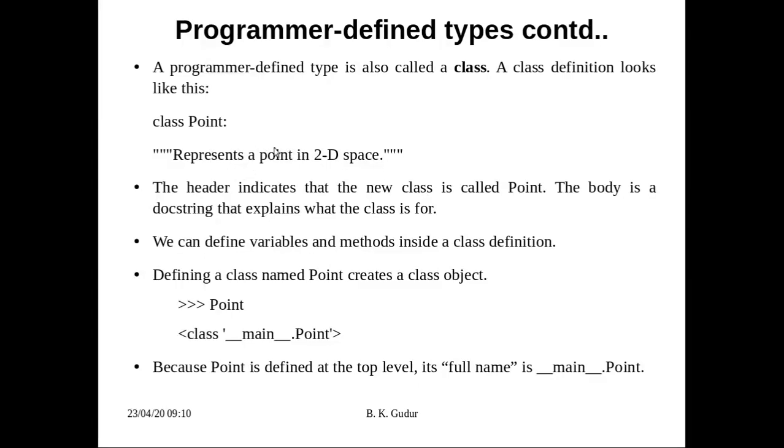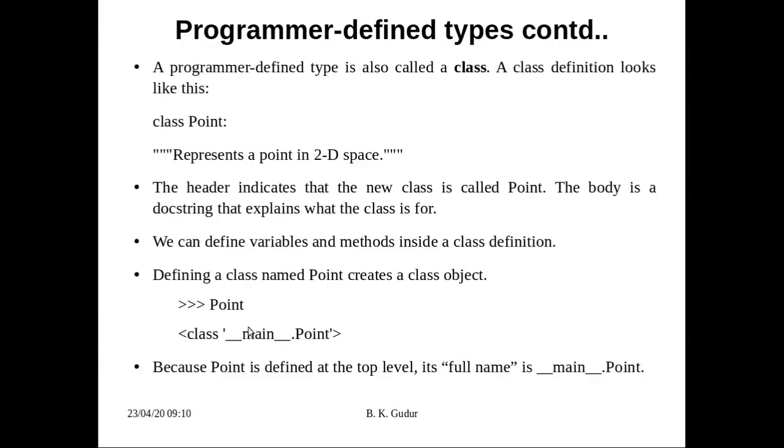Once the class is created, we can have variables and methods. Remember, methods are nothing but functions which work on the variables of the class. Defining a class named Point creates a class object. Like, if I type Point, it is going to tell us this is a class object. Because Point is defined at the top level, it has a full name, whatever the class variable is, its name will be something like this.